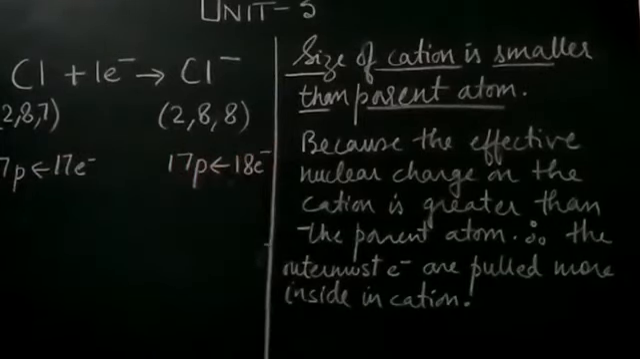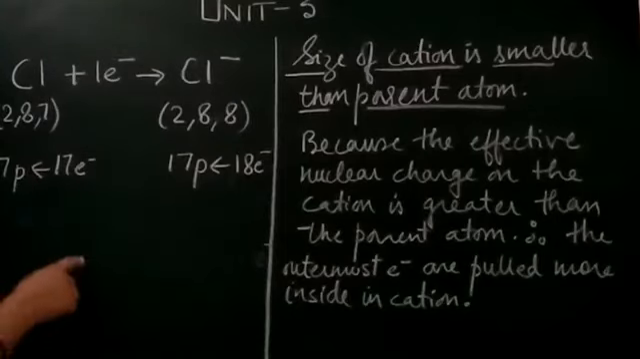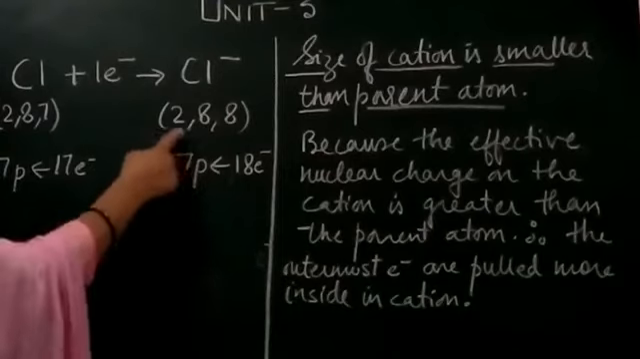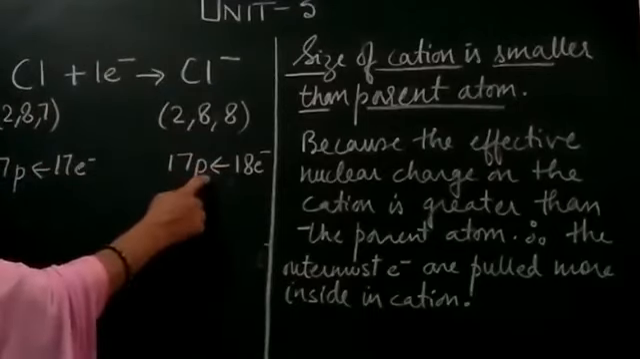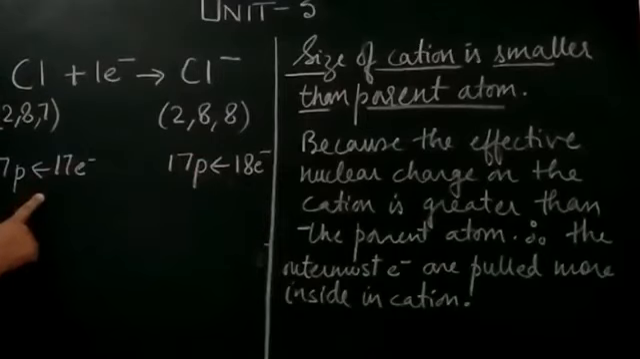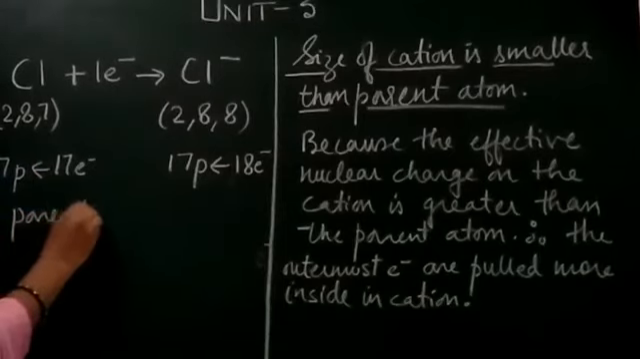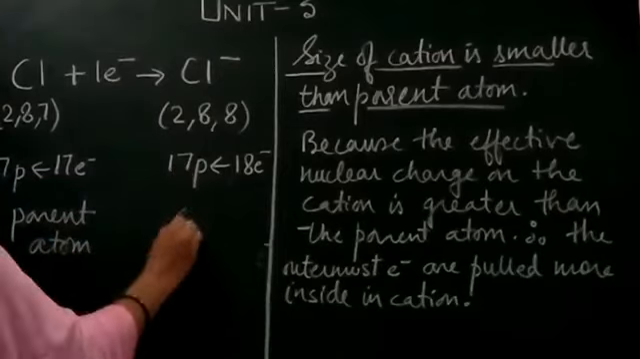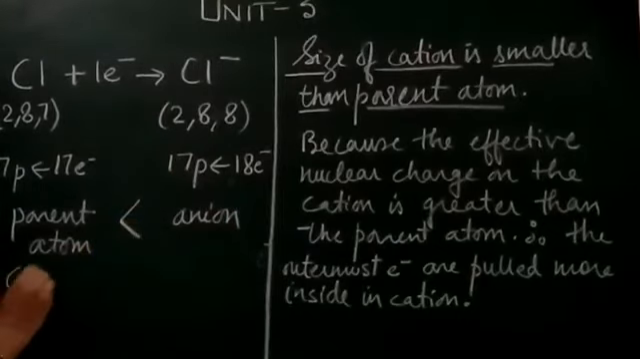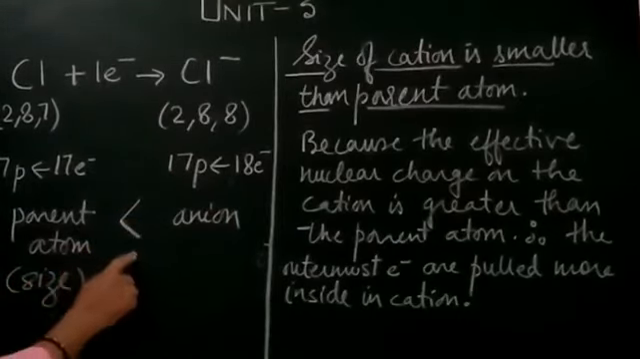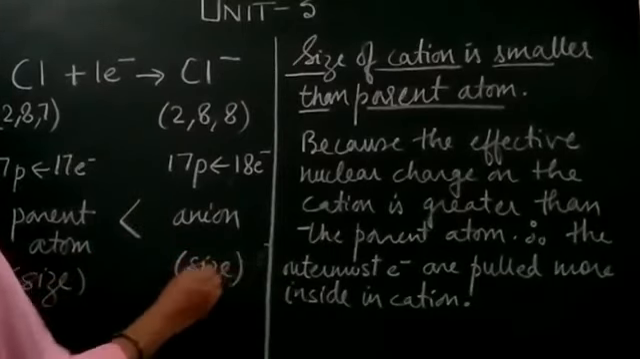18 electrons. Now, where do you think the magnitude of the effective nuclear charge will be more? It will be more here. Here it is going to be less because 17 protons are pulling 18 electrons. So definitely the effective nuclear charge will be less here, right? And here it is going to be more. So this is the parent atom and this is the anion which is formed, right? So if we compare the size, the size of the parent atom will be smaller than the size of the anion.